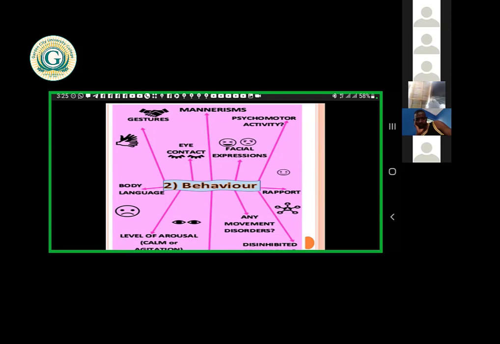So anybody who engages in violence and cannot be controlled, and sometimes patients are not even aware of it, means that that person is disinhibited at that particular time. Normally you can find it in patients that experience bipolar, specifically mania. So that is it about the behavior.